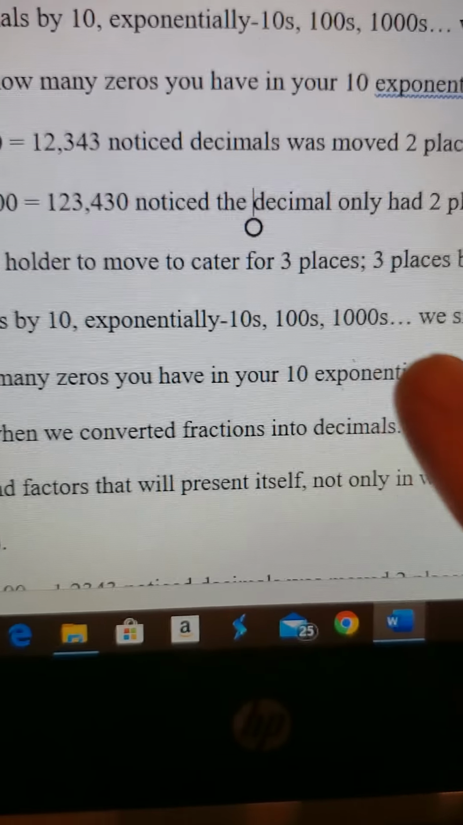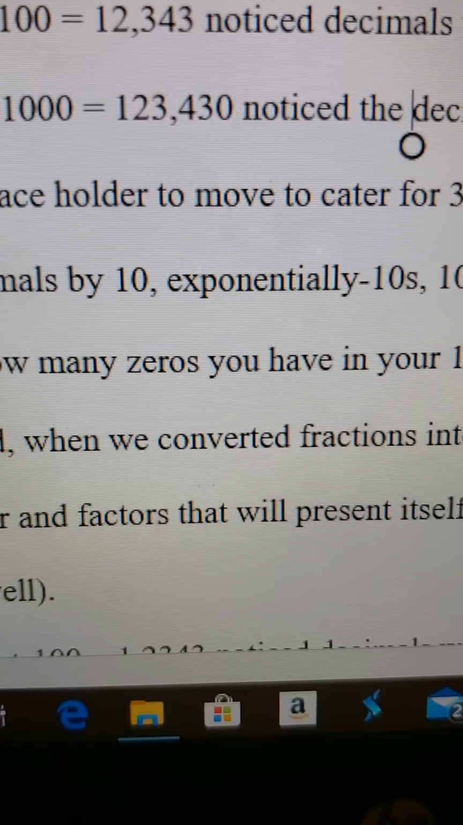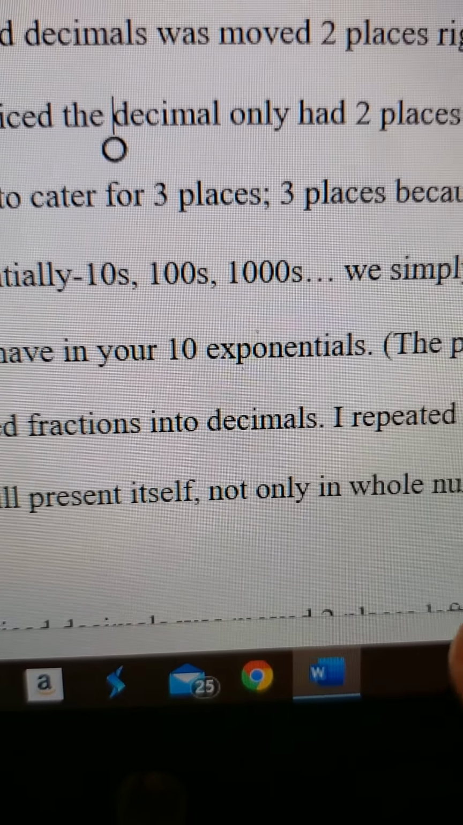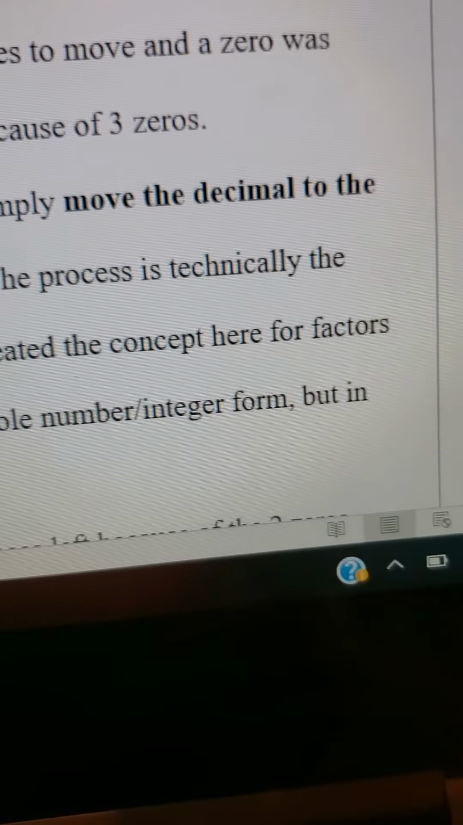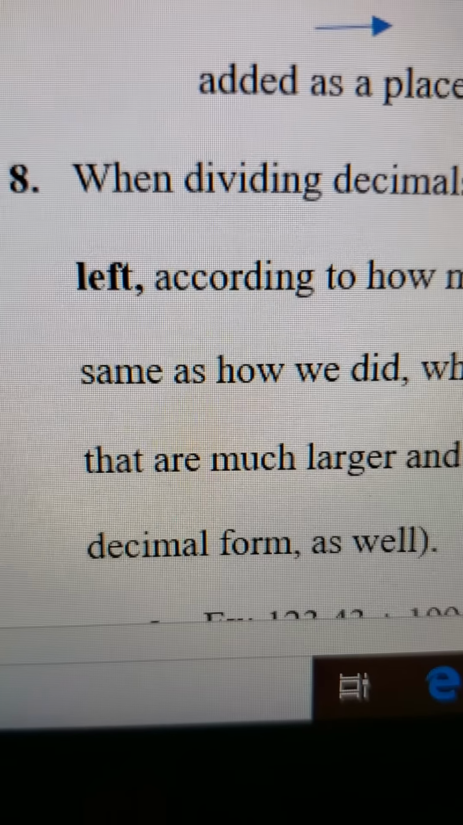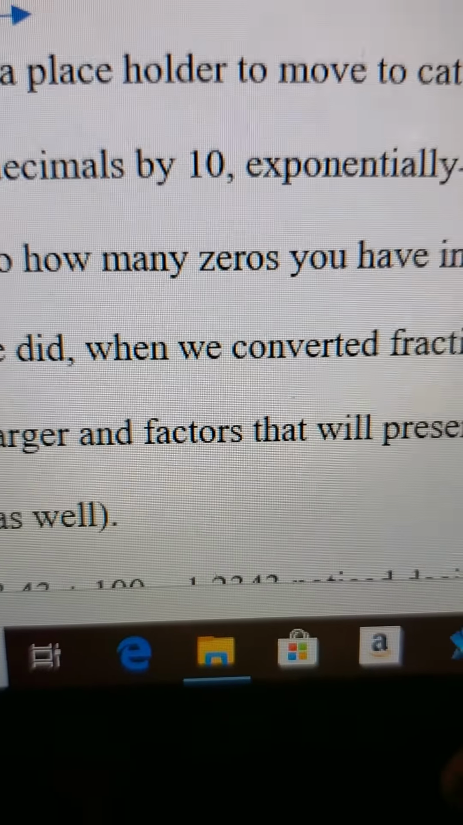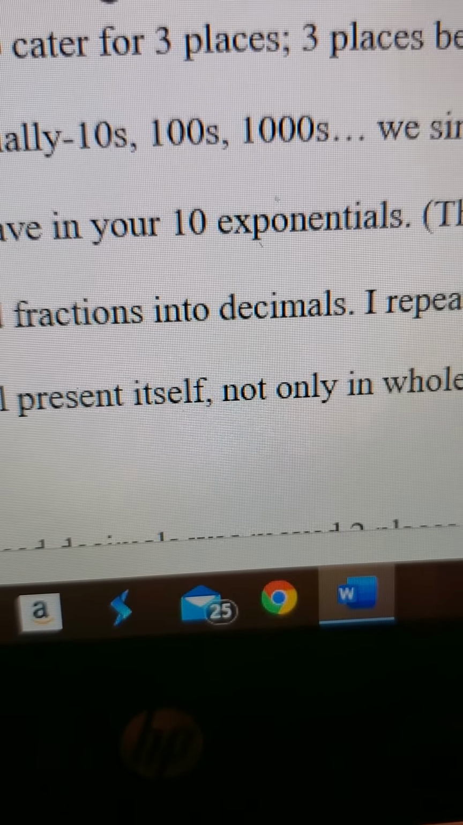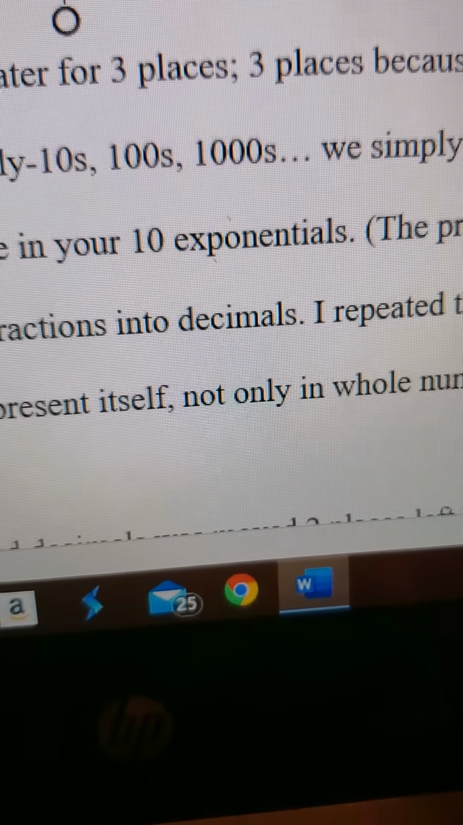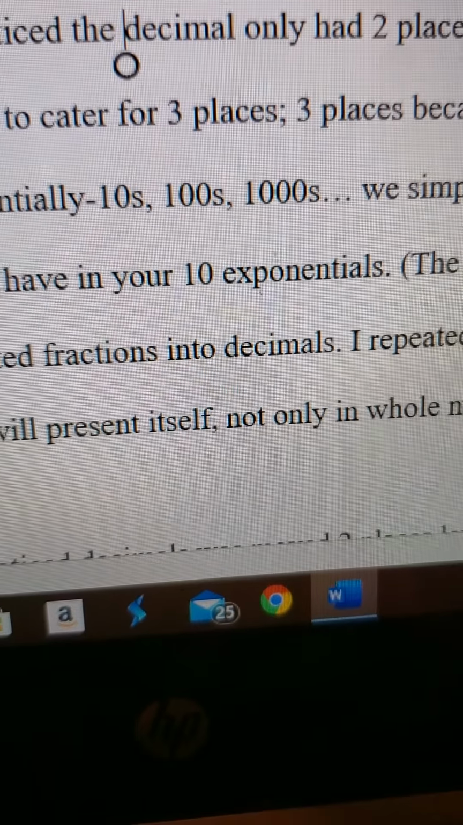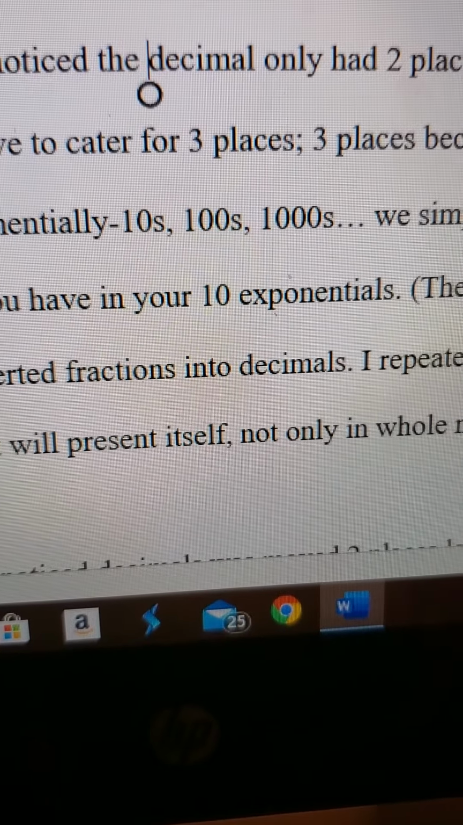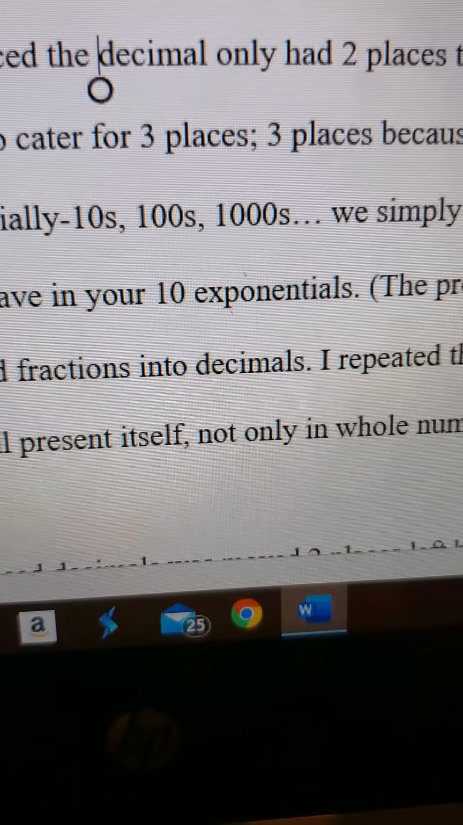So again, when dividing exponentially by 10, we simply move the decimal to the left according to how many zeros you have in your 10 exponentials. The process is technically the same as how we did when we converted fractions into decimals. Remember when we had 2 over 10, we moved the decimal. Basically, that's what you did. It was 1 place, right?